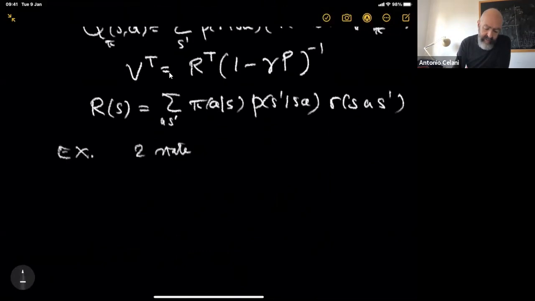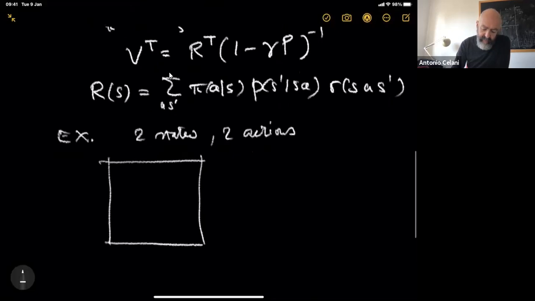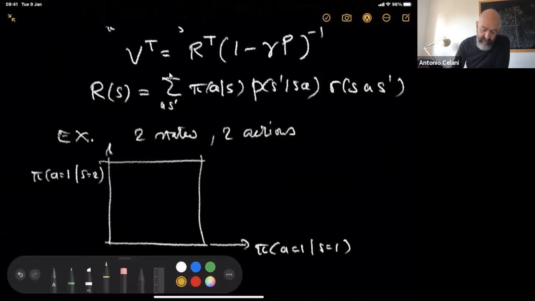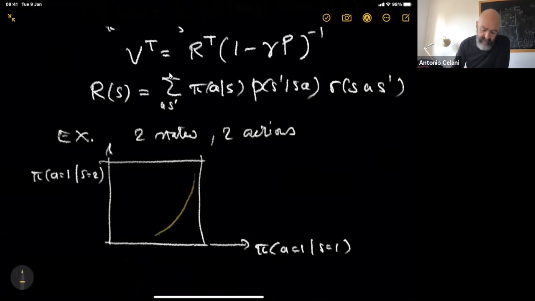Two states, two actions. In this case, the policy space is a square. On this axis, we have the probability of taking action 1 given state 1, and here we have the probability of taking action 1 given state 2. These are the only independent variables in terms of the policy, and my G looks something like this. These are the level lines of my G function.